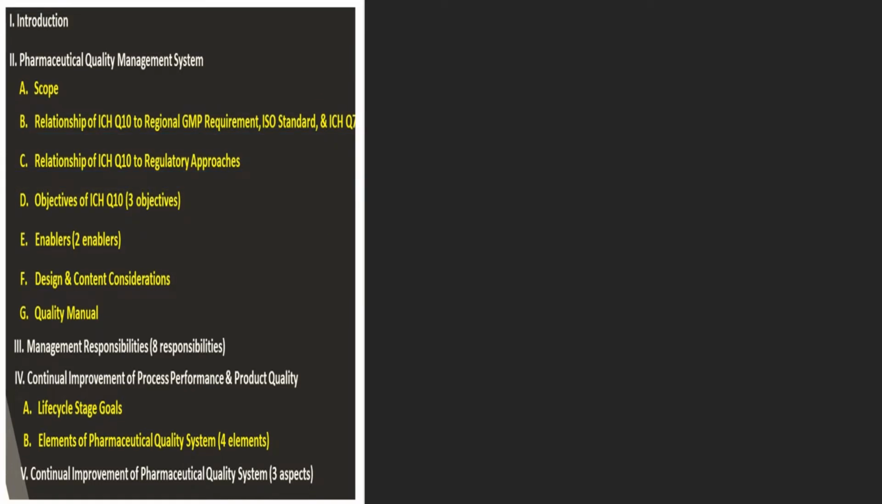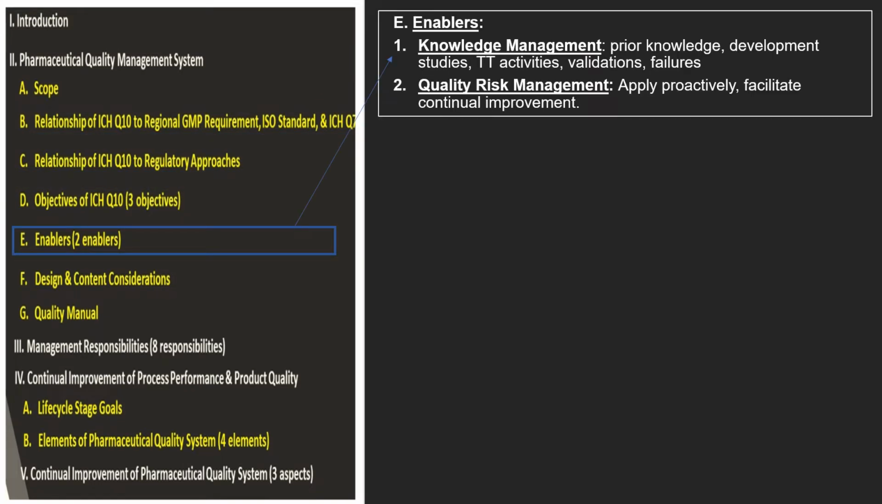This guideline states two important enablers, which is again an important interview question. The two enablers are knowledge management and quality risk management. When we say knowledge management, knowledge is the prior knowledge which we have for the product or the process. It is the knowledge that is gained during the development studies, during technology transfer, during execution of validations at site, or during the investigation of failures.